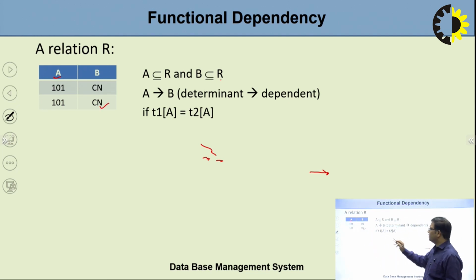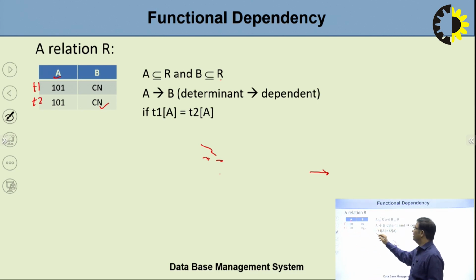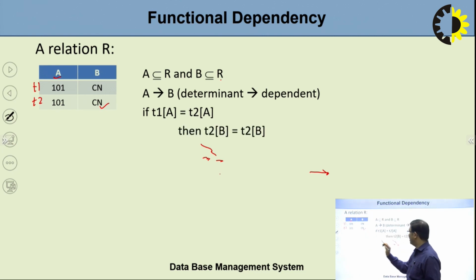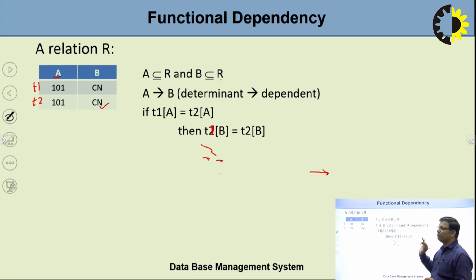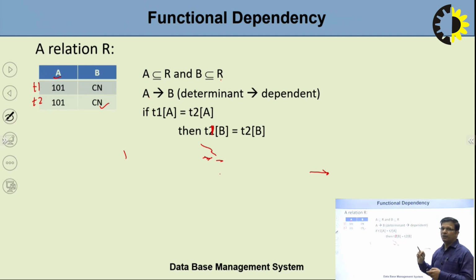So, for this example, this is T1 and this is T2. If T1 of A, that is 101, is equal to tuple 2 of A, that is 101, both are equal, then in this case T1 of B is equal to T2 of B. Okay, just because if we are saying that A tends to B and A is common or duplicate, then the value of B should be duplicate.